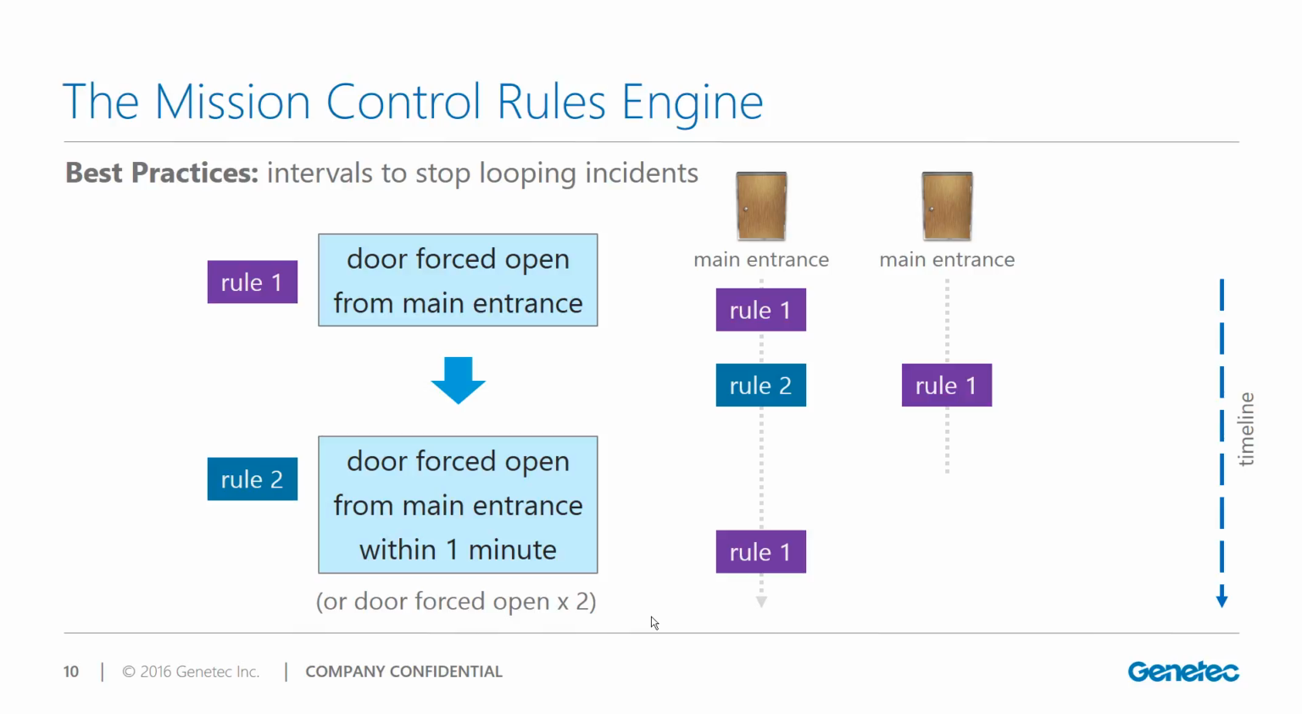We have our door forced open event that satisfies rule 1, our door forced open that satisfies rule 2. It happens within a minute, so we create an incident. And then we start looking for other door forced open events that happen within a minute of each other to create other incidents.